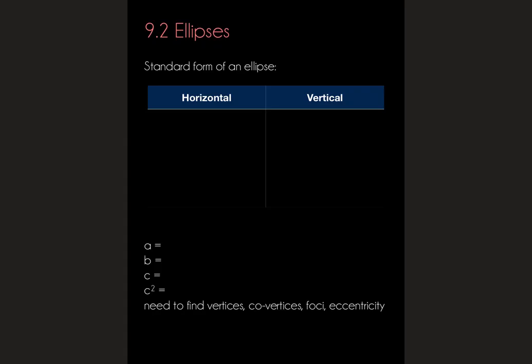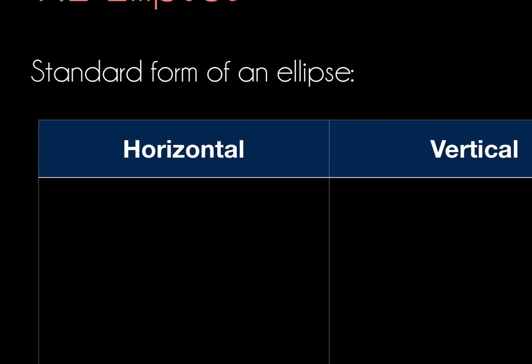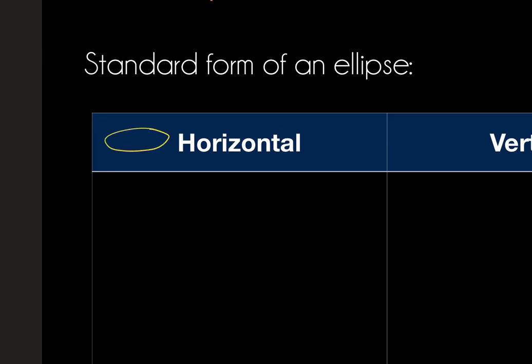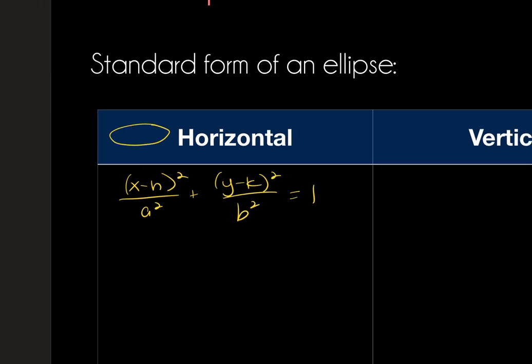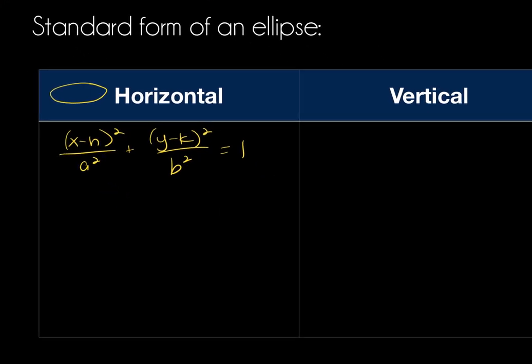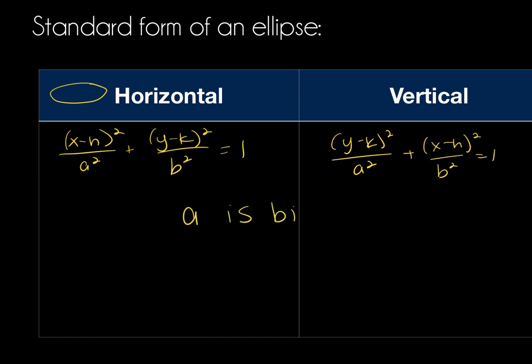All right, then came ellipses. The horizontal ellipse means it's wider than it is tall, and this means the x is under the h: x minus h squared over a squared plus y minus k squared over b squared equals 1. And vertical, order doesn't matter, but this time the a goes under the y. So bigger goes under the y. A is bigger this time, not first.